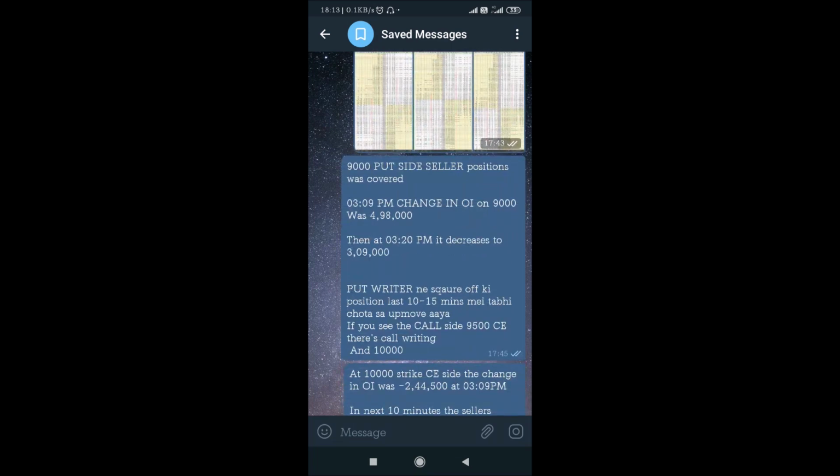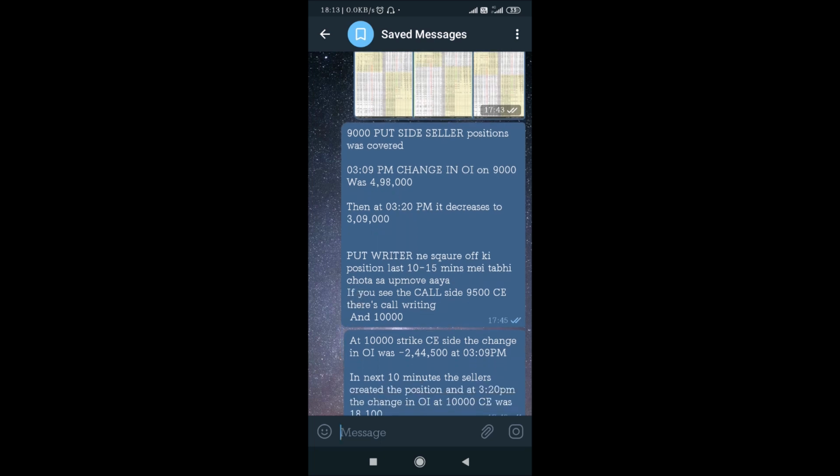There was a change in OI of 9,000, which was at 4,98,000. Then at 3:20 p.m. it decreases to 3,09,000. The put writer squared off their position at 10:15. That was, there was a small up move. If you have seen the 5-minute chart of Nifty 50 for today, there was a small up move.